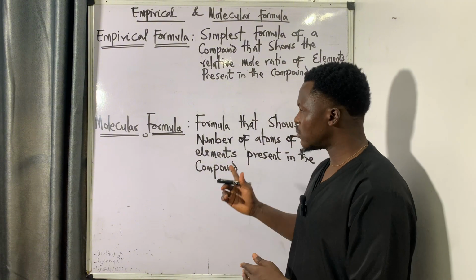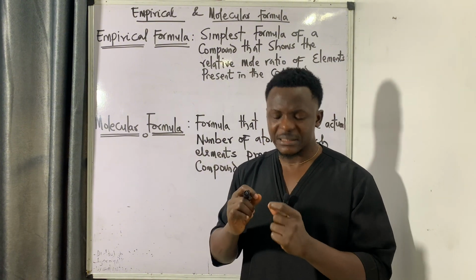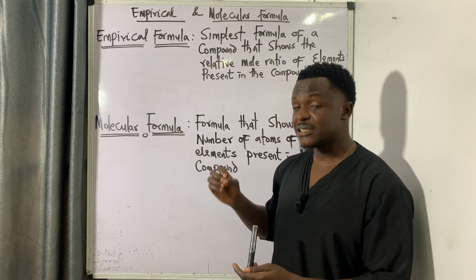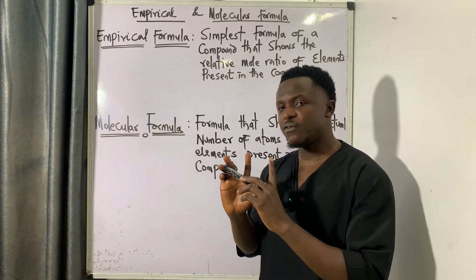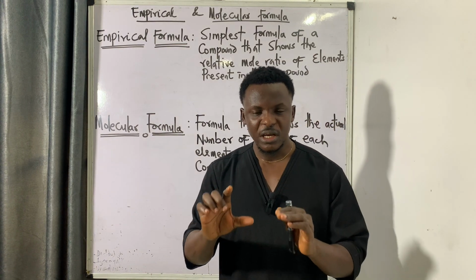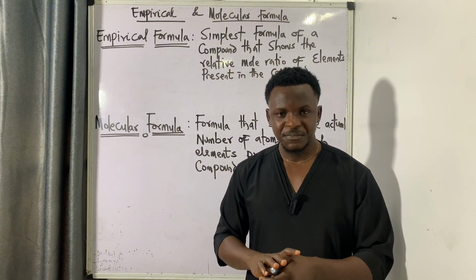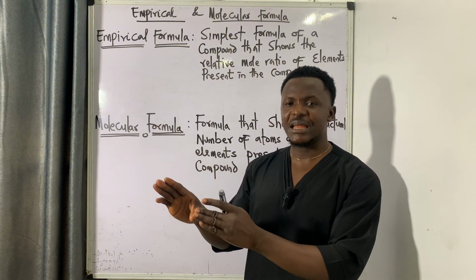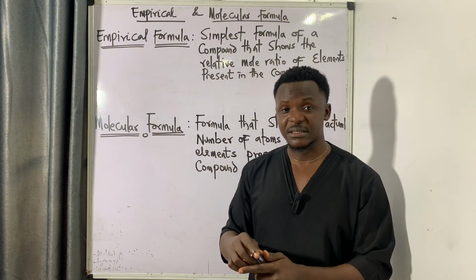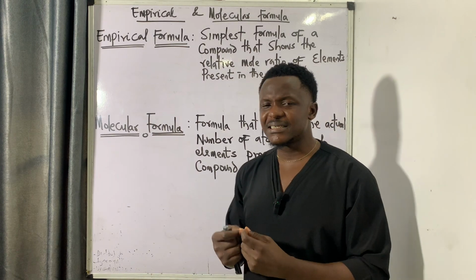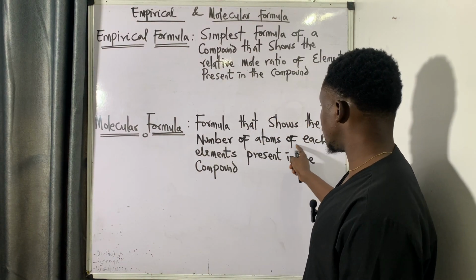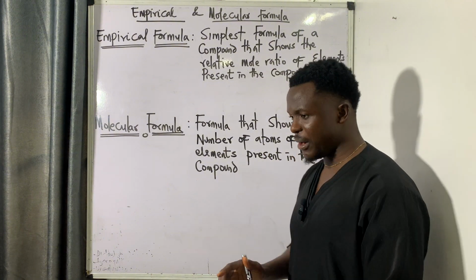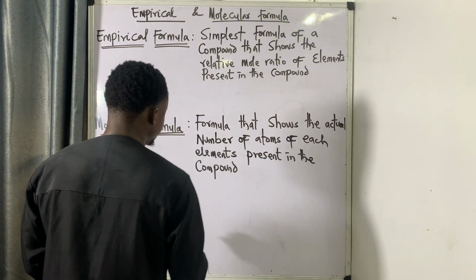All right. Now, molecular formula is a formula that shows the actual number of atoms of each element. Now, empirical formula only tells us the ratio in which the elements are being combined. It doesn't tell us the actual number of atoms of each element. But molecular formula is a formula that shows the actual number of atoms of each element present in the compound. Let me give us a typical example.